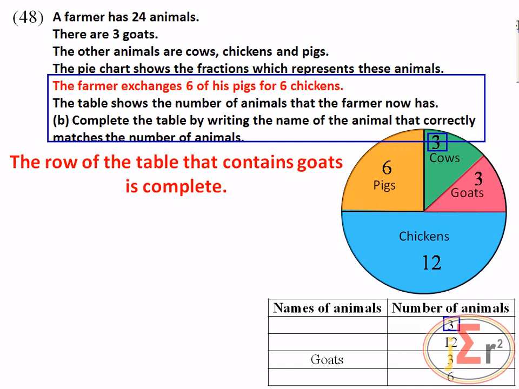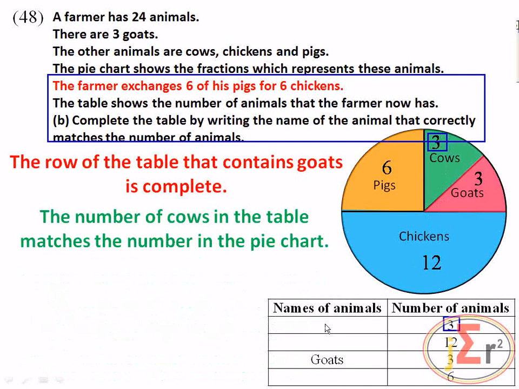3 represents 3 what? Cows. Right, so we match the 3 here with the 3 that we have there, and the 3 that we have up here left is represented by? 3 cows. Right, so what do we put here? Cows. Right, the number of cows in the table matches the number in the pie chart. So we have no doubt that we have 3 cows.